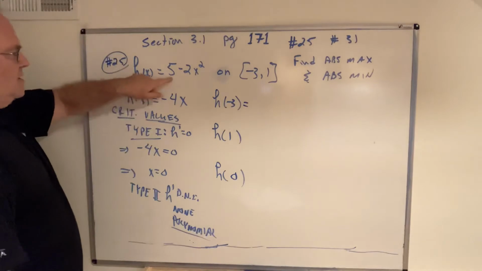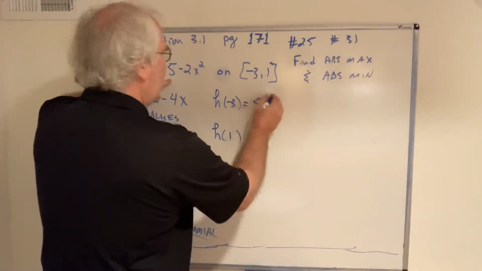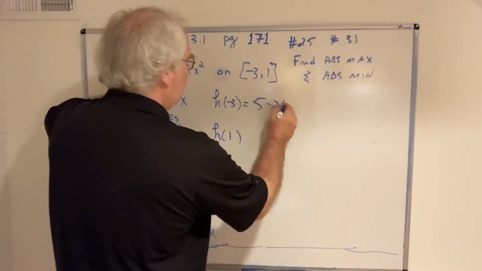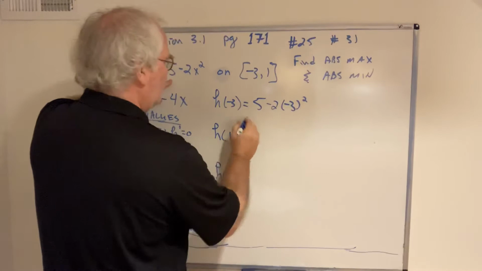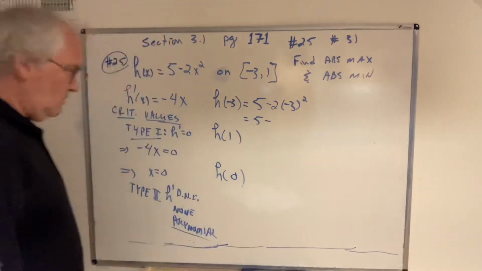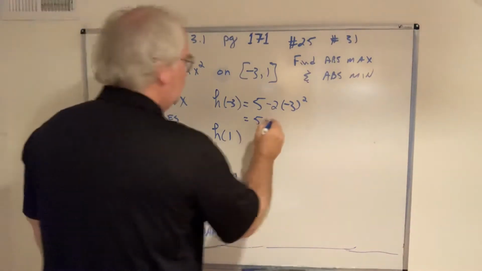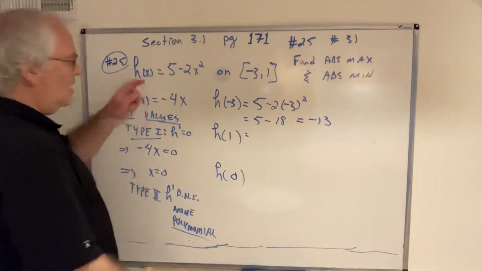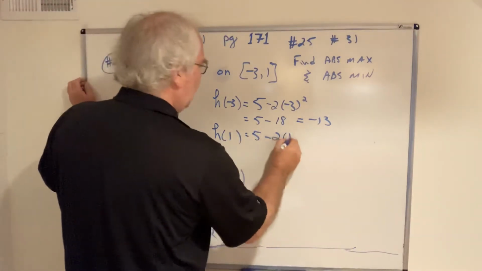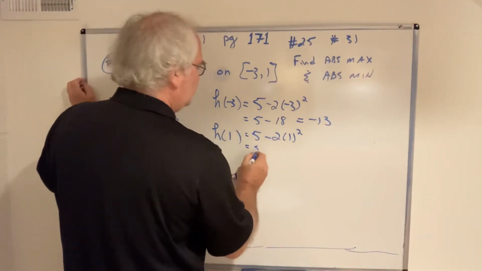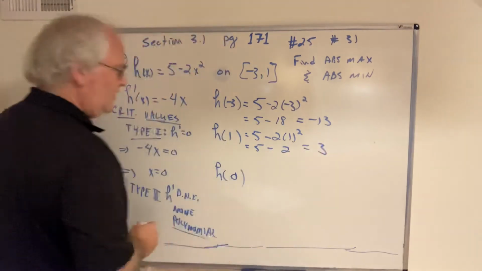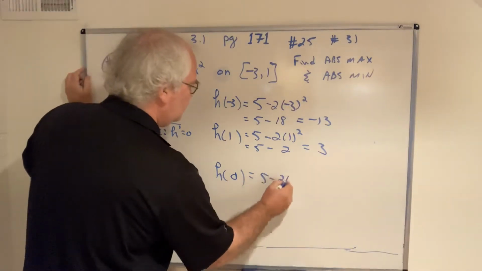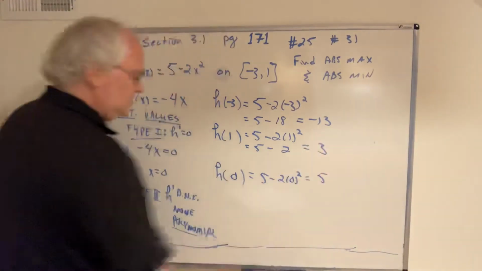So h, this is the original function, is 5 minus 2 times -3 squared, which is 5 minus, what is that? 9 times 2 is 18. It's -13. H of 1 is 5 minus 2 times 1 squared, which is 5 minus 2, which is 3. And 0, I should be able to handle that. That's going to be 5 minus 2 times 0 squared, which is 5.